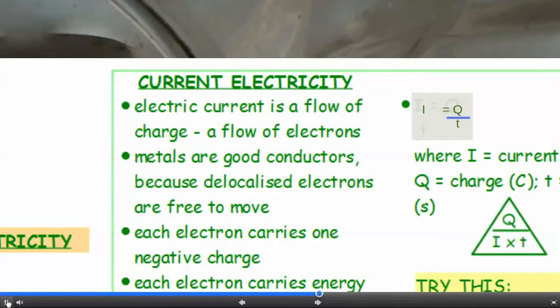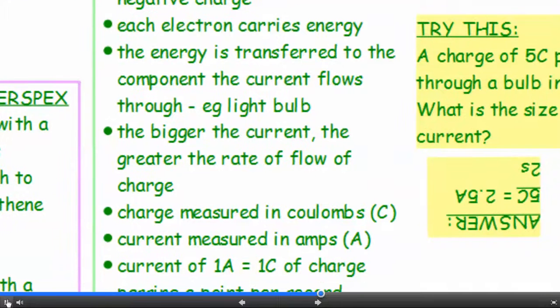Now, current electricity, as opposed to static electricity, electric current is a flow of charge or a flow of electrons. Now, metals make good conductors because they consist of delocalized electrons moving in a lattice of positively charged ions, and these delocalized electrons are free to move. Each electron carries 1 negative charge, and each electron carries energy. Now, the energy is transferred to the component that the current flows through, for example the light bulb, and the bigger the current, the greater the rate of flow of charge.